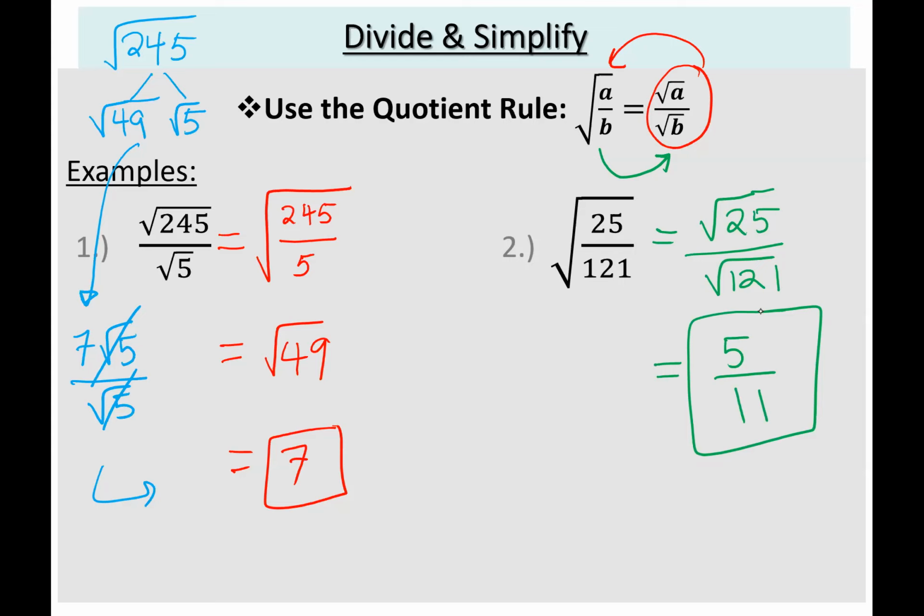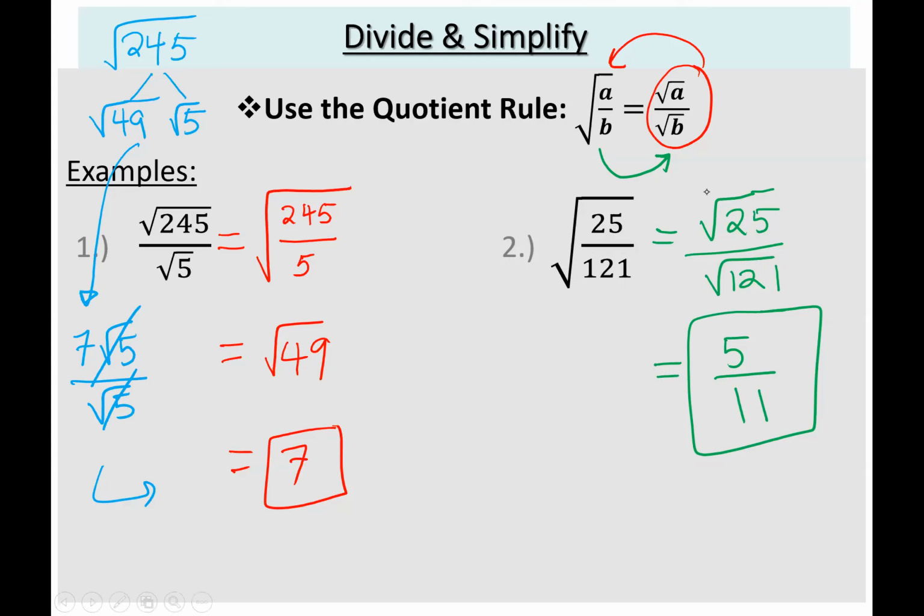Okay, so two different division problems. They're essentially fraction problems. Whenever you're starting a problem like this, see if the square roots are separated, try putting them together. If they're together, try separating them. And a lot of times things will simplify pretty nicely.